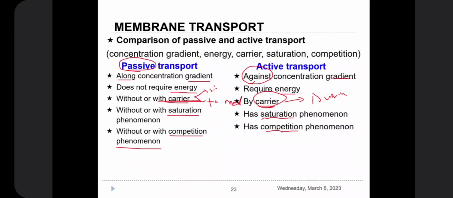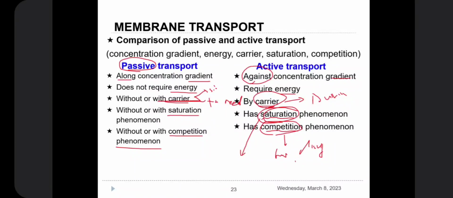Maybe some students will ask me, what is the saturation phenomenon and what is the competition phenomenon? Saturation phenomenon means that when a drug is transported by a carrier and we increase the dose of the drug, there is a maximum amount of carrier, and the remaining drug stays free. This we call the saturation phenomenon. And the competition phenomenon needs at least two drugs.